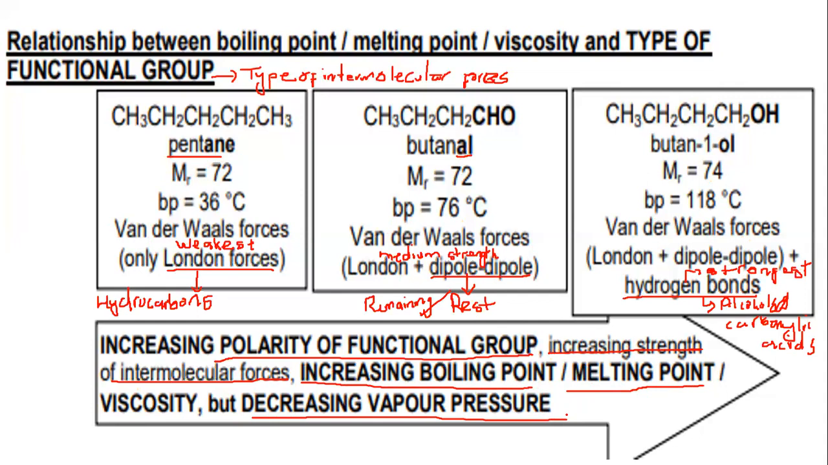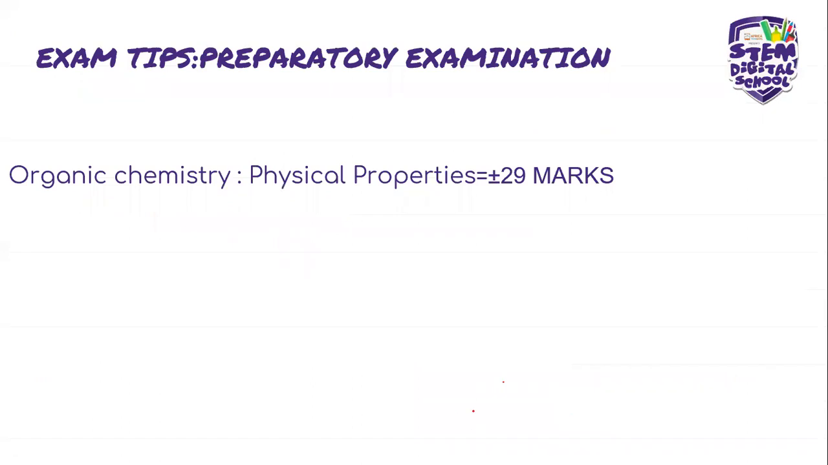Tomorrow, we will do more questions so that it becomes much, much easier for you. Right. Again, I know you are nearing conclusion. By the 30th of September, everyone would have been done. So for those that have not as yet written, know that for this preparatory examination, your physical properties section on organic chemistry will be plus minus 29 marks. And I will give you more tips tomorrow as we do more questions.